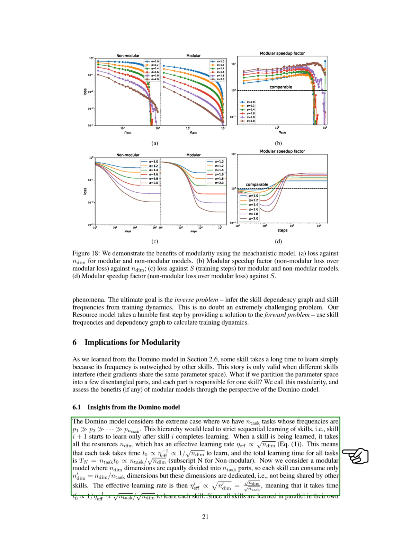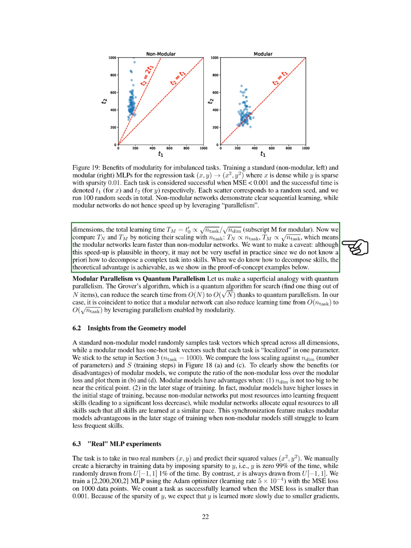In contrast, a modular model divides the dimensions among the tasks, allowing each skill to utilize its own dedicated resources. This results in a different effective learning rate and a reduced total learning time, indicating that modular networks can learn faster than non-modular ones. However, we note that while this speed-up is theoretically plausible, it may not be practical since we often do not know how to break down complex tasks into skills. We draw an analogy to quantum parallelism, where a quantum algorithm can significantly reduce search time.